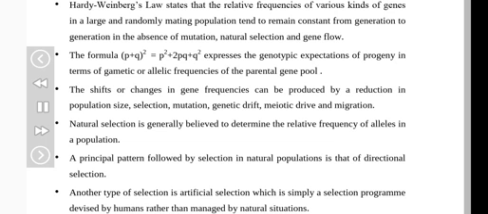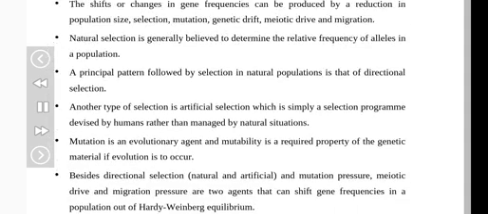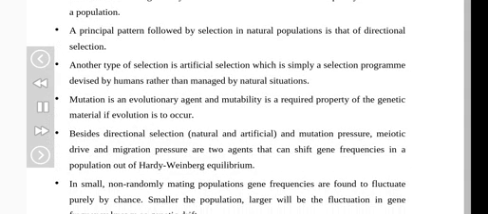A principal pattern followed by selection in natural populations is that of directional selection. Another type of selection is artificial selection, which is simply a selection program devised by humans rather than managed by natural situations. Mutation is an evolutionary agent, and mutability is a required property of the genetic material if evolution is to occur. Besides directional selection, natural and artificial, and mutation pressure, meiotic drive and migration pressure are two agents that can shift gene frequencies in a population out of Hardy-Weinberg equilibrium.